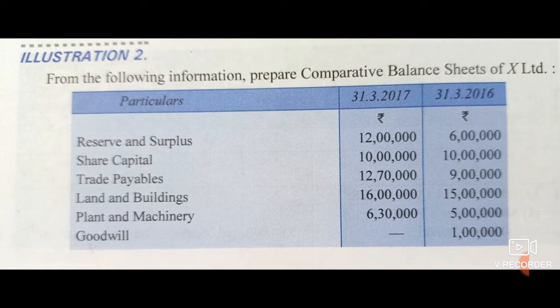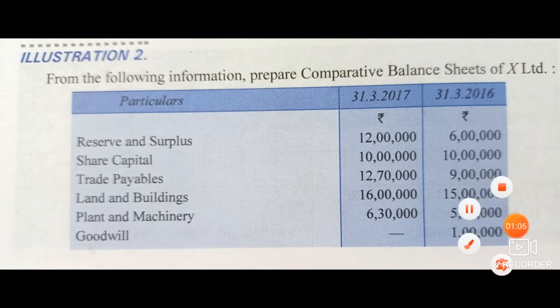Okay. Reserve and surplus 12 lakhs and 6 lakhs. Share capital 10 lakhs 10 lakhs. Trade payables 12 lakhs 70,000 and 9 lakhs. Land and building 16 lakhs and 15 lakhs. Plant and machinery 6 lakhs 30,000 and 5 lakhs. Goodwill dash means 0 and 1 lakh. Here land and building and plant and machinery, these are tangible fixed assets, and goodwill is intangible fixed asset. Please keep it in mind.